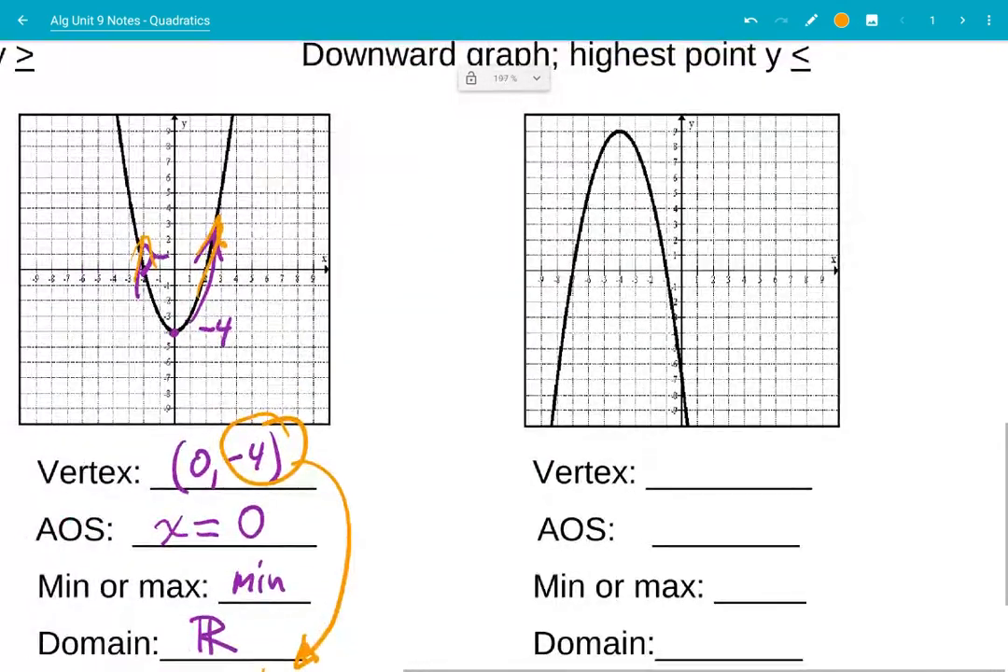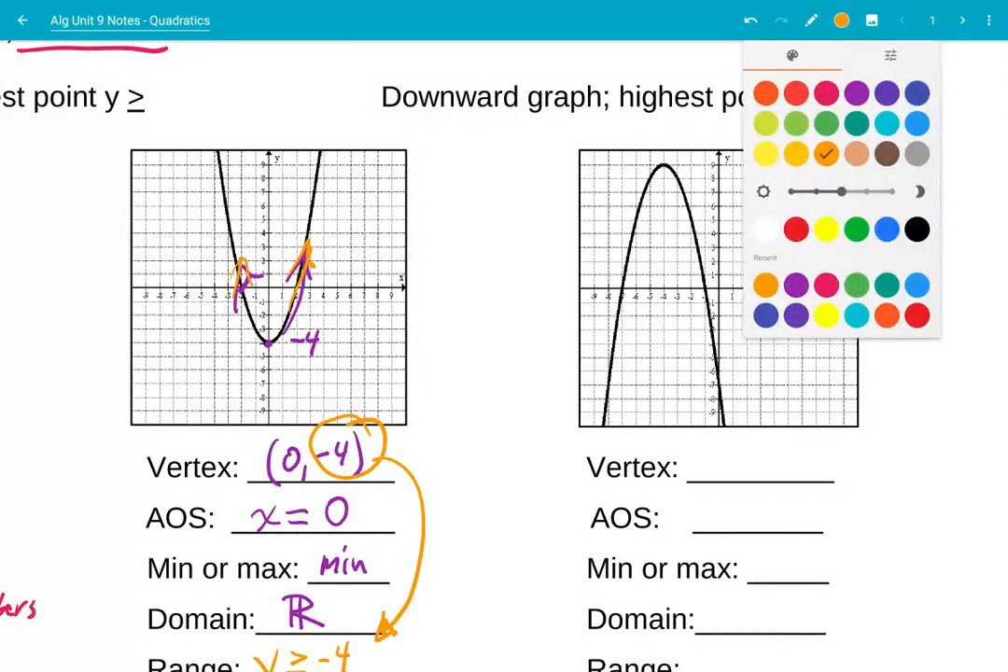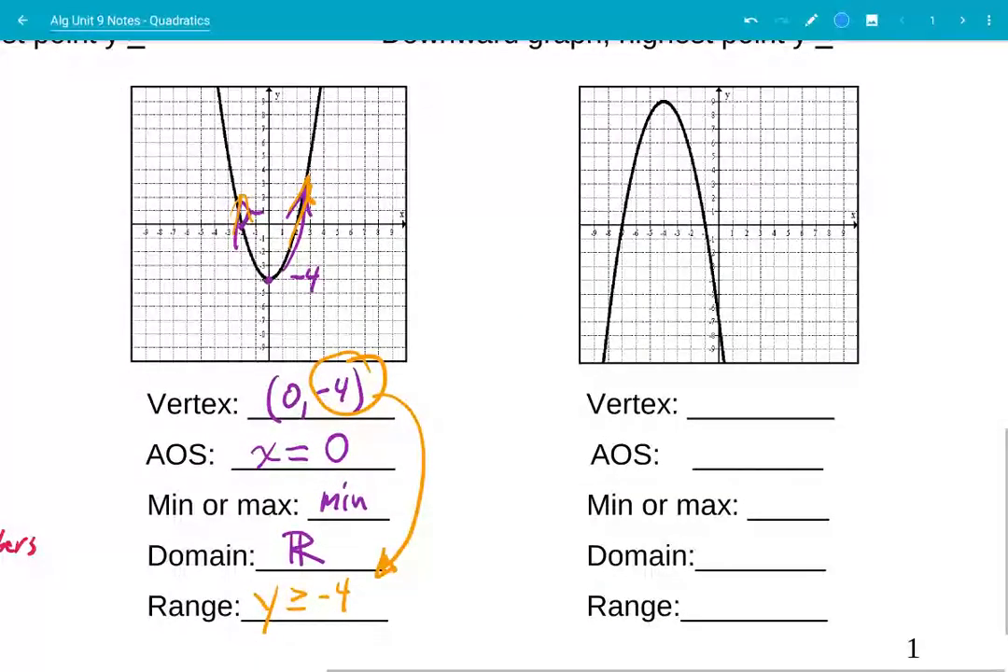Okay, here's a different one. This one's pointing down. So let's take a look at this one. The vertex, that is at, let's see, 1, 2, 3, 4. 1, 2, 3, 4, 5, 6, 7, 8, 9. That's at 4, 9. That's the vertex. Axis of symmetry, that goes right down here at -4. Oh, and it's a -4, 9. Okay, so that axis of symmetry is at x equals -4.